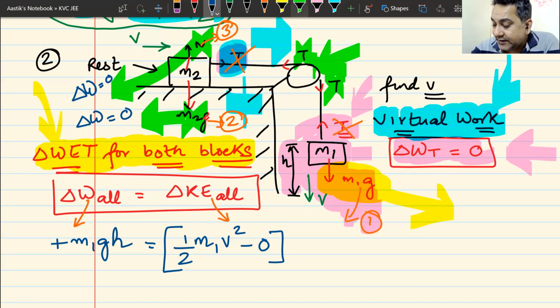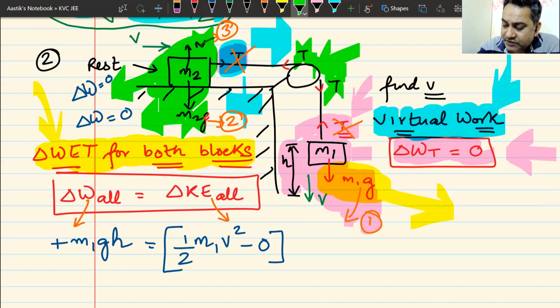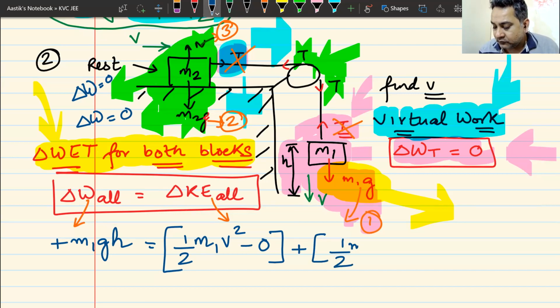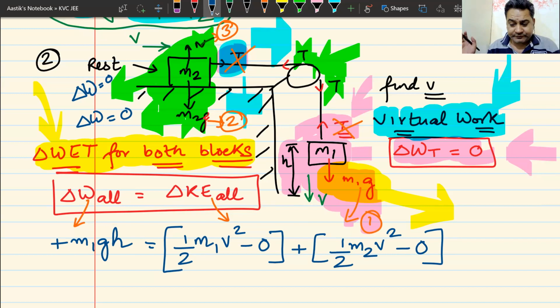That was in pink. Now comes the second block, M2G, which is all green. What is the change in kinetic energy of this block? What is the final kinetic energy of this block? Half M2 V square, minus the initial kinetic energy, which was 0. See, the entire question now becomes a single step question. The entire question is just a single step.